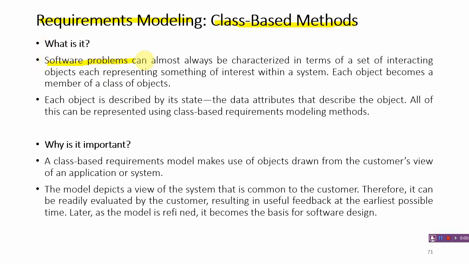Software problems can almost always be characterized in terms of a set of interacting objects, each representing something of interest within a system. Each object becomes a member of a class of objects. Each object is described by its state, the data attributes that describe the object. So all of this can be represented using a class-based requirements modeling method.